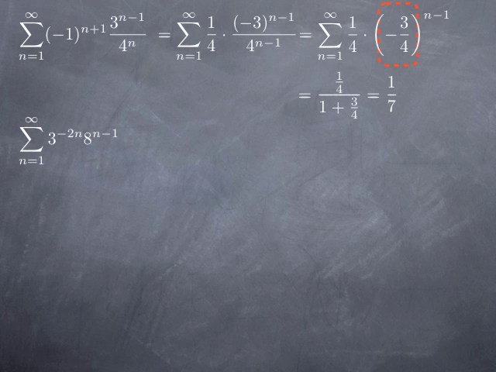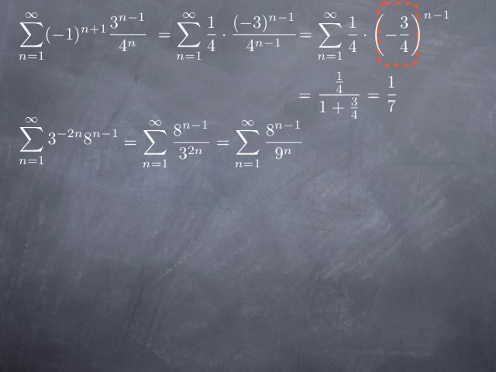Another example where we need to work out the formula a little bit to rewrite this as a geometric series in standard form. I have 3^(-2n) that I multiply by 8^(n-1). I can write the 3^(-2n) as 1 over 3^(2n), and then 3^(2n) is really 3 squared to the n, so it's 9^n. So I end up with 8^(n-1) divided by 9^n.